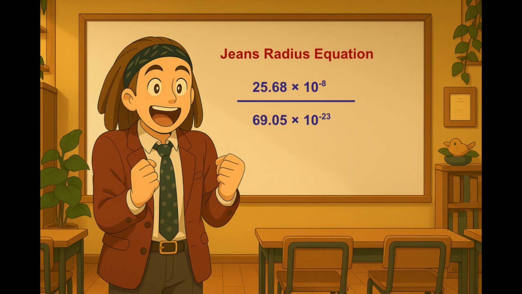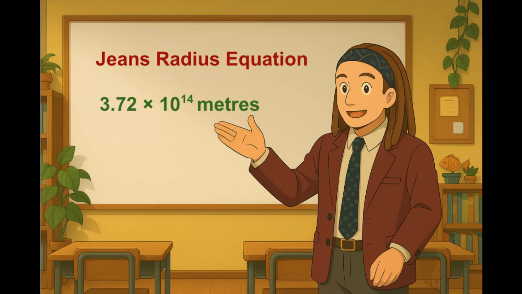Calculating the numerator, 25.68 times 10 to the minus 8. Calculating the denominator, 69.05 times 10 to the minus 23. Dividing these gives us R_J is equivalent to 0.3719 times 10 to the 15 meters. Rewriting this, we get approximately 3.72 times 10 to the 14 meters.